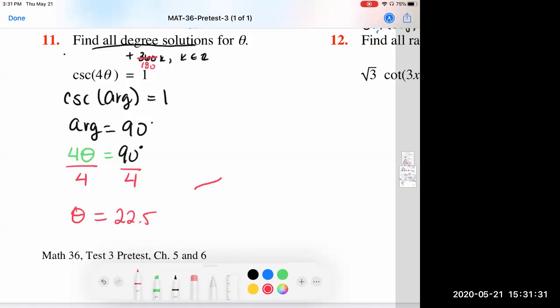Now, I made a mistake here. When we divide and we're using all answers, we have to also divide our 360k. So we have plus 360k that also gets divided by 4. So that would give us a plus 90k.